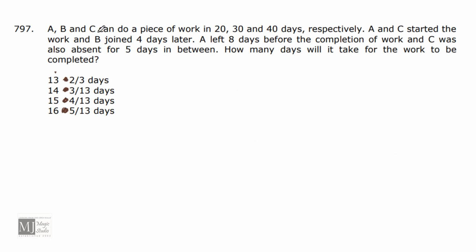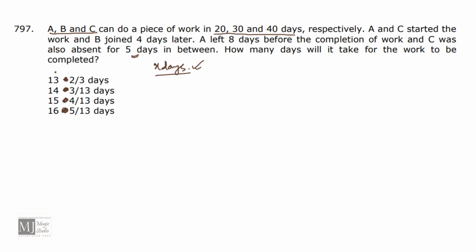A, B and C can do a piece of work in 20, 30 and 40 days respectively. A and C started the work and B joined 4 days later. A left 8 days before the completion. Let's say work gets completed in X days. And C was also absent for 5 days in between. How many days will it take for the work to be completed?